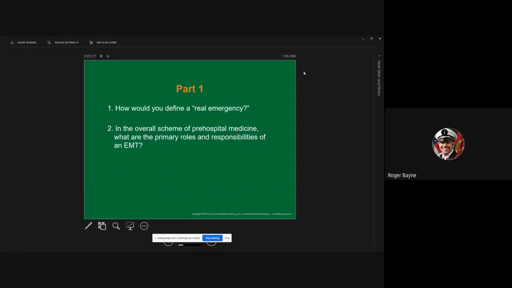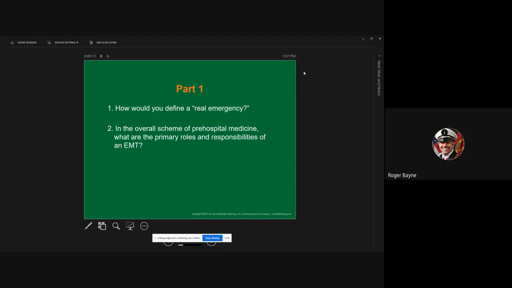Great. Question number two: in the overall scheme of pre-hospital medicine, what are the primary roles and responsibilities of you as an EMT? What are we responsible for? I know we covered it yesterday in the lecture. What are you going to be responsible for as the EMT? Performing a patient assessment. Excellent. Outstanding. Assessment.